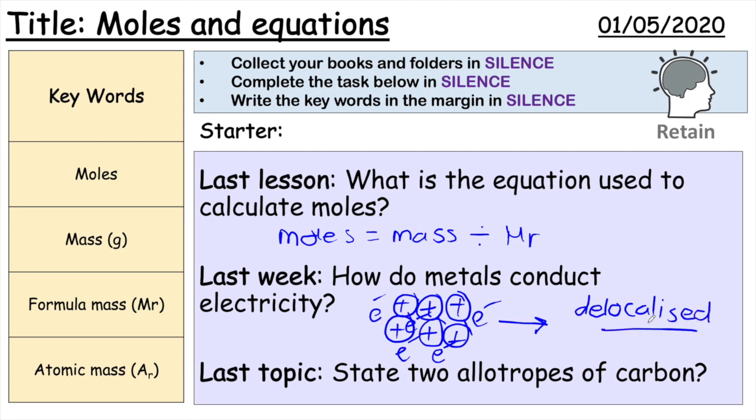Now the last one, state 2 allotropes of carbon. Now there's many. The most common ones are graphene, diamond, graphite. Any of those would have been absolutely fine. So let's get on with today's lesson.